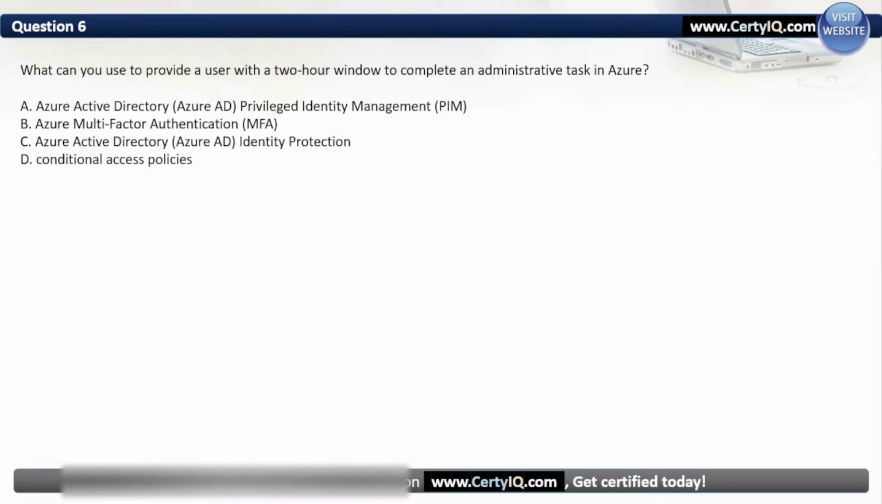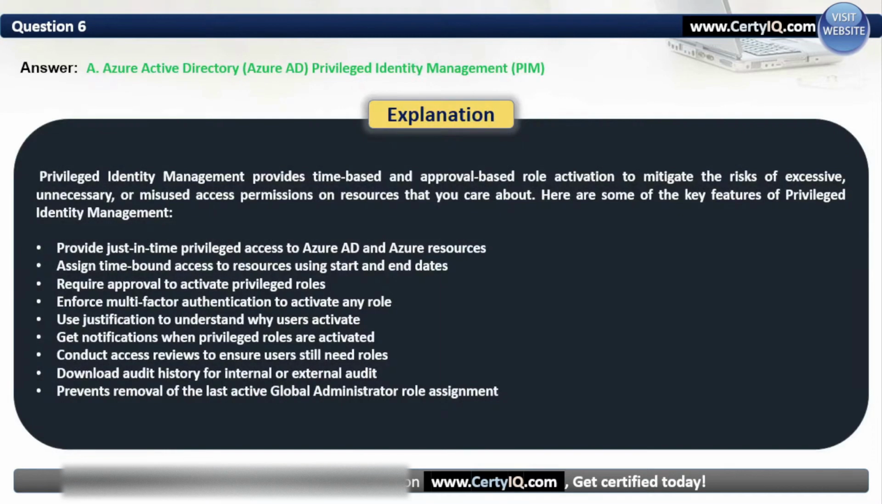Question 6. What can you use to provide a user with a 2-hour window to complete an administrative task in Azure? The correct option is A. Azure AD Privileged Identity Management. Privileged Identity Management provides time-based and approval-based role activation to mitigate the risks of excessive, unnecessary, or misused access permissions on resources that you care about. Here are some of the key features of Privileged Identity Management.